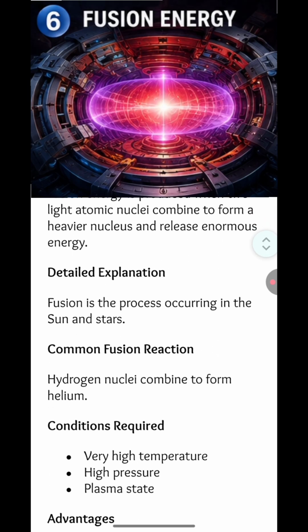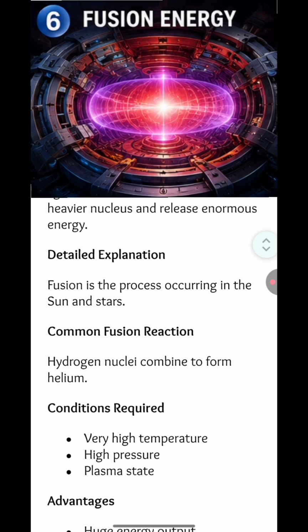And next chapter, fusion energy. Fusion energy is produced when two light atomic nuclei combine to form a heavier nucleus and release enormous energy. Fusion is the process occurring in the sun and stars. A common fusion reaction is where hydrogen nuclei combine to form helium.